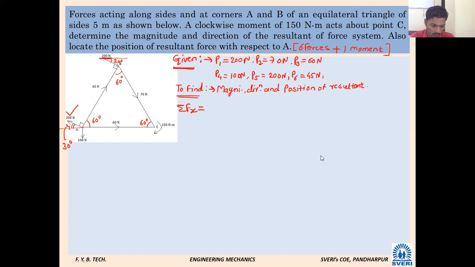Sir, 169.13. 169 point 13. Very good. Correct. Exactly correct. Who has told? Riddhi. Okay, Riddhi. Very good. Calculate theta, if possible. Your R is correct, means both the values are correct. Go ahead.